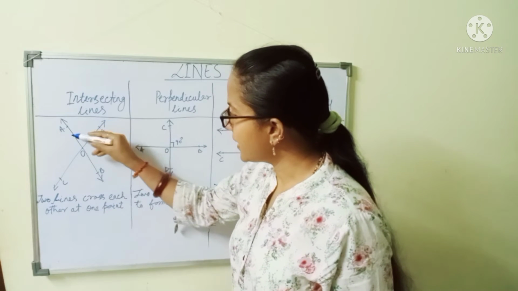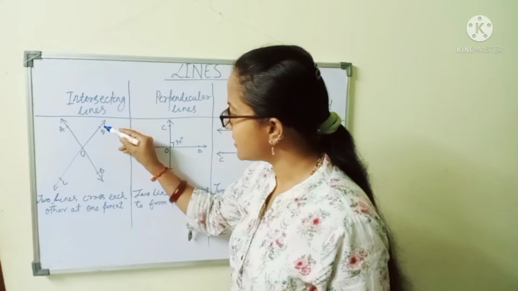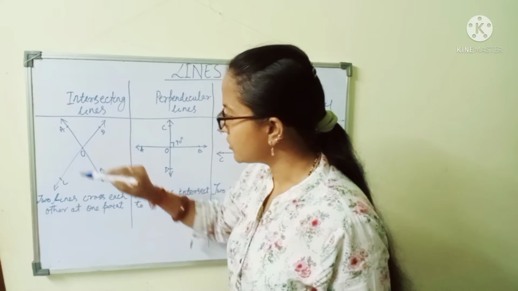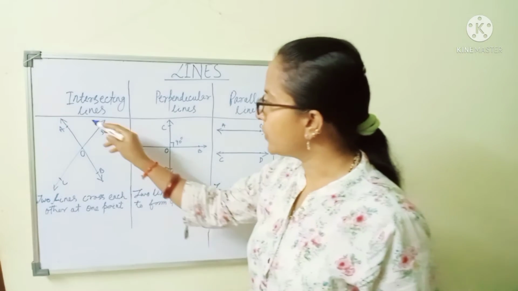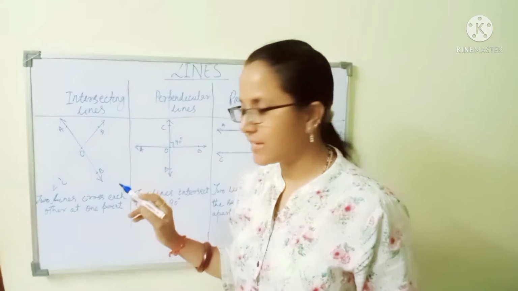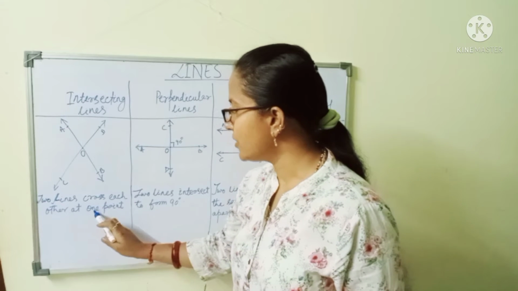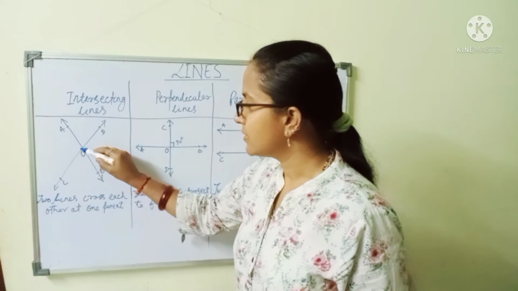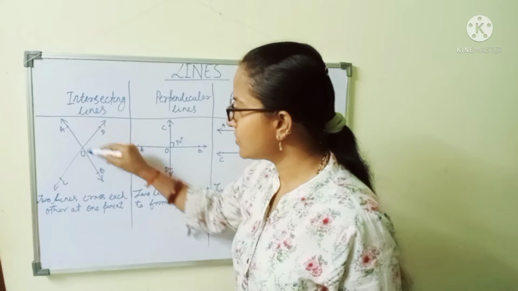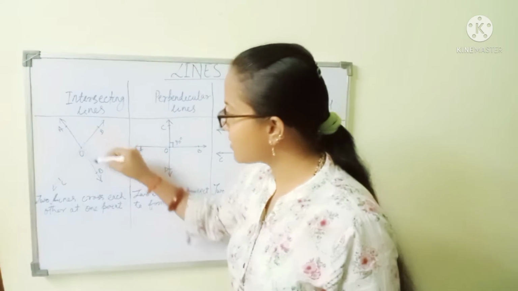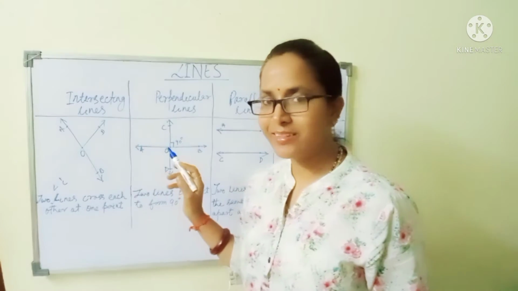AB and CD are crossing each other and meeting at the point O. So those are the intersecting lines. Two lines that cross each other at one point. The two lines cross each other at the point O. So these are the intersecting lines.